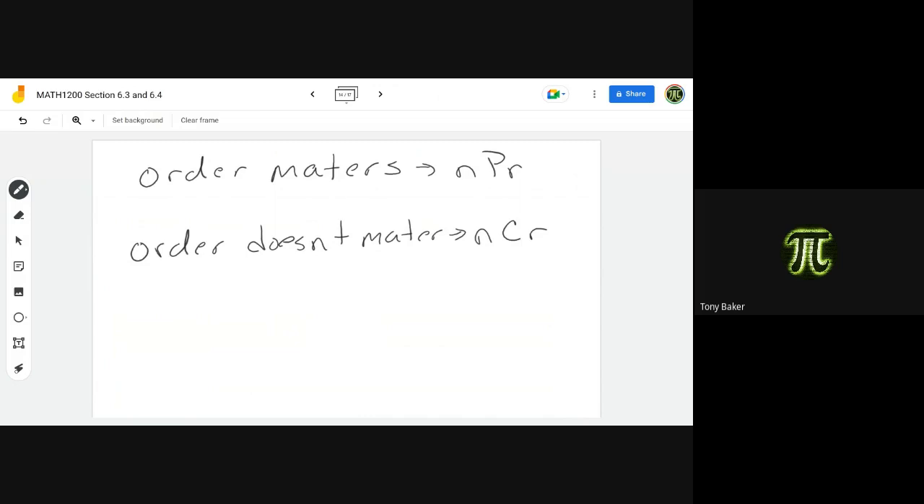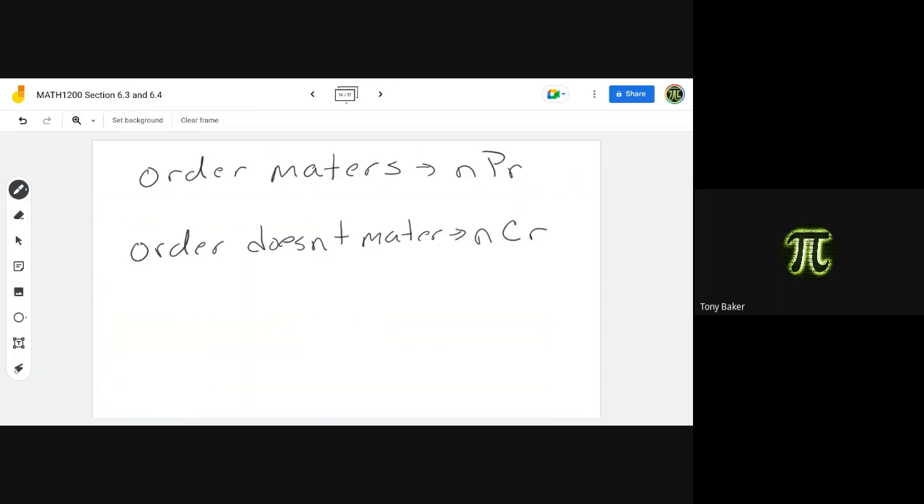So if I'm going to take a group of letters and try to make a name, does order matter? Yes. Order matters in that situation, right? Because ABC is different than CAB. Those are 2 different things. One's a word, one's not. So order would matter in that situation.